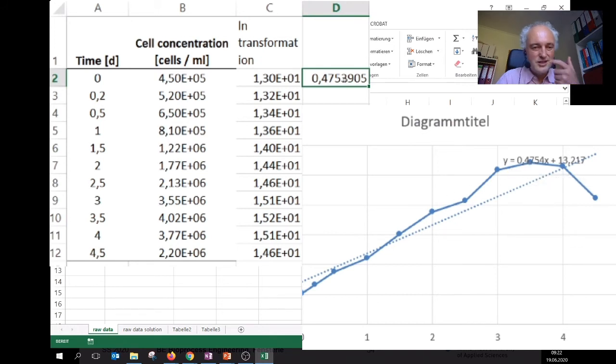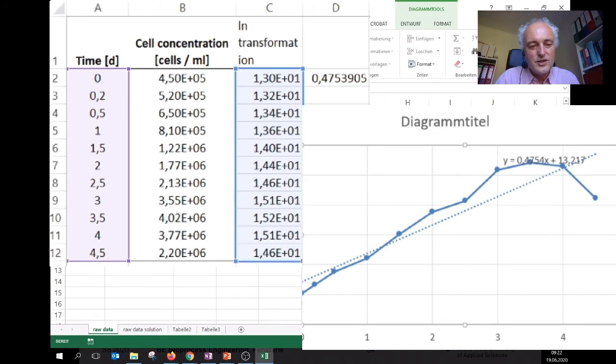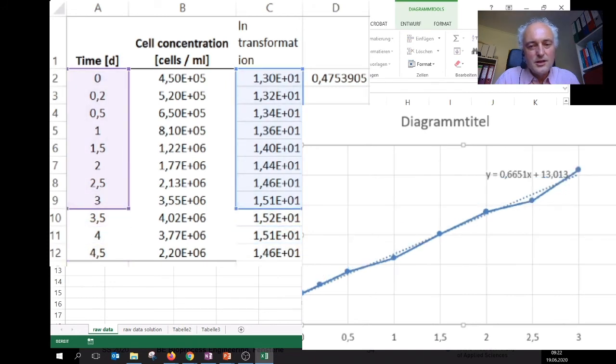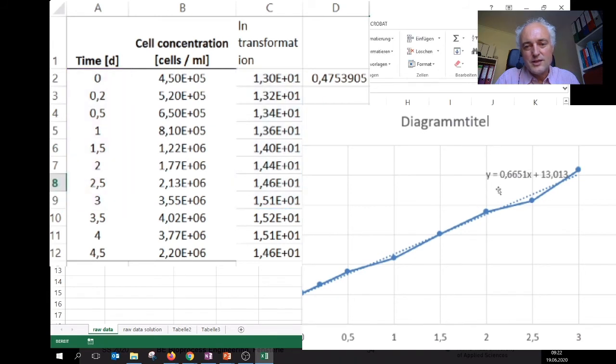If I just do this calculation and I don't plot it, I have no idea whether this makes sense. And obviously it makes no sense, because here we include values which are no more in the exponential phase. We should of course only use values from 0 to 3 hours. So if we do just values from 0 to 3 hours, now things look better. And of course now my term is different. It's 0.6651 instead of 0.475. This is a difference per day.